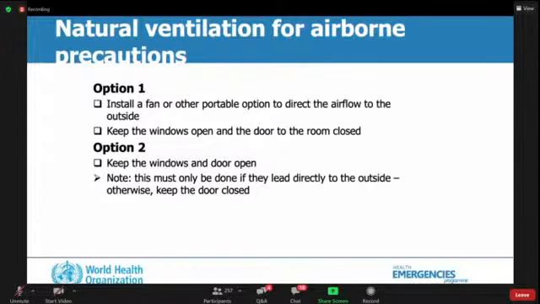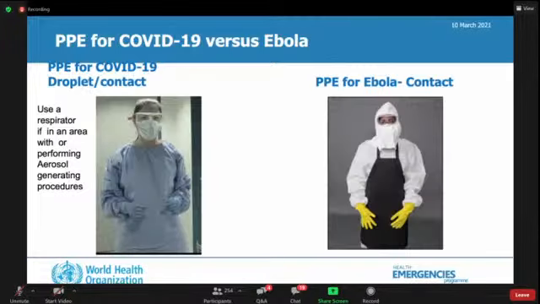As I said, natural ventilation for airborne precautions is very important, especially for our context. We can install a fan or other portable option to direct the airflow to the outside. We can keep the windows open and the door to the room closed. Option 2 is to keep the windows and the door open, but we need to make sure that when we are opening the windows and the door, they lead directly to the outside. Otherwise, we need to keep the door closed. If they don't lead directly outside, the air can go to other departments and contaminate other people.